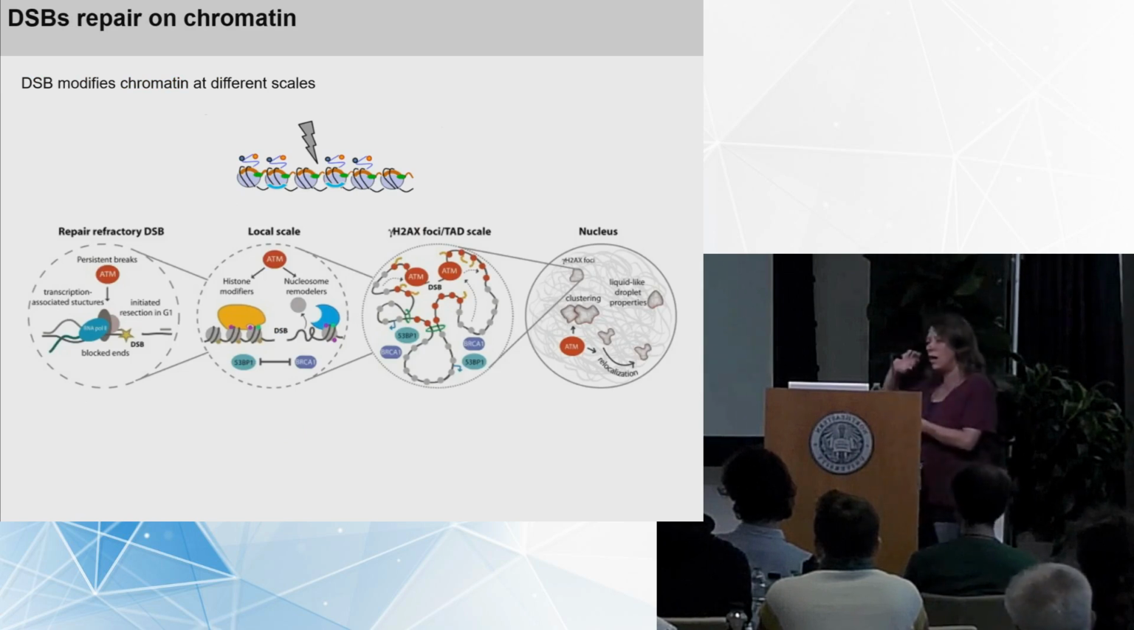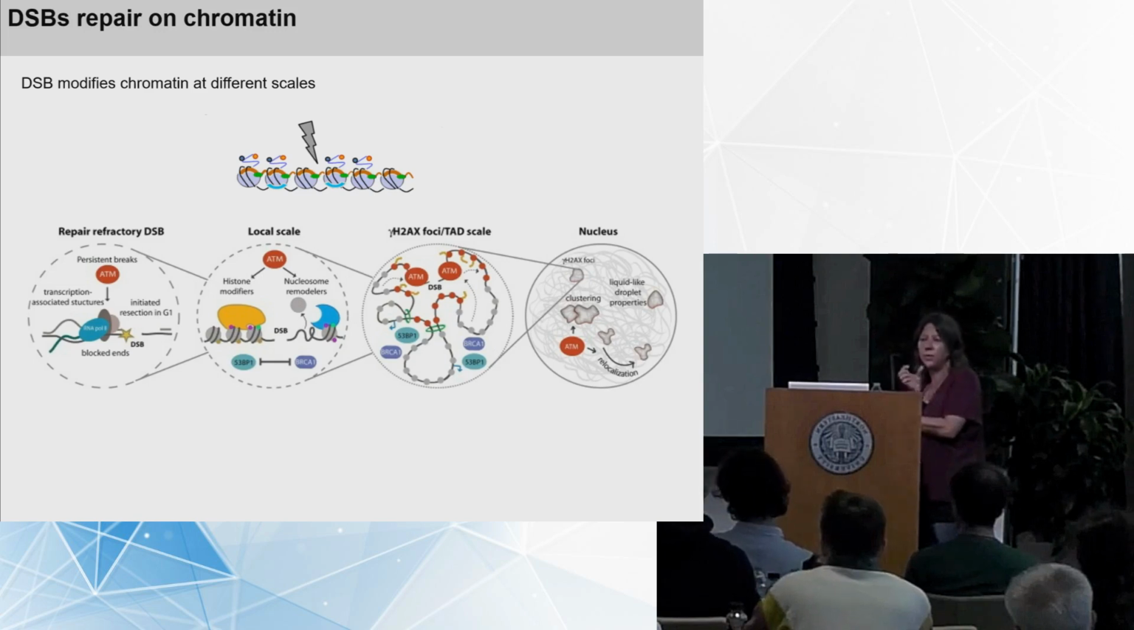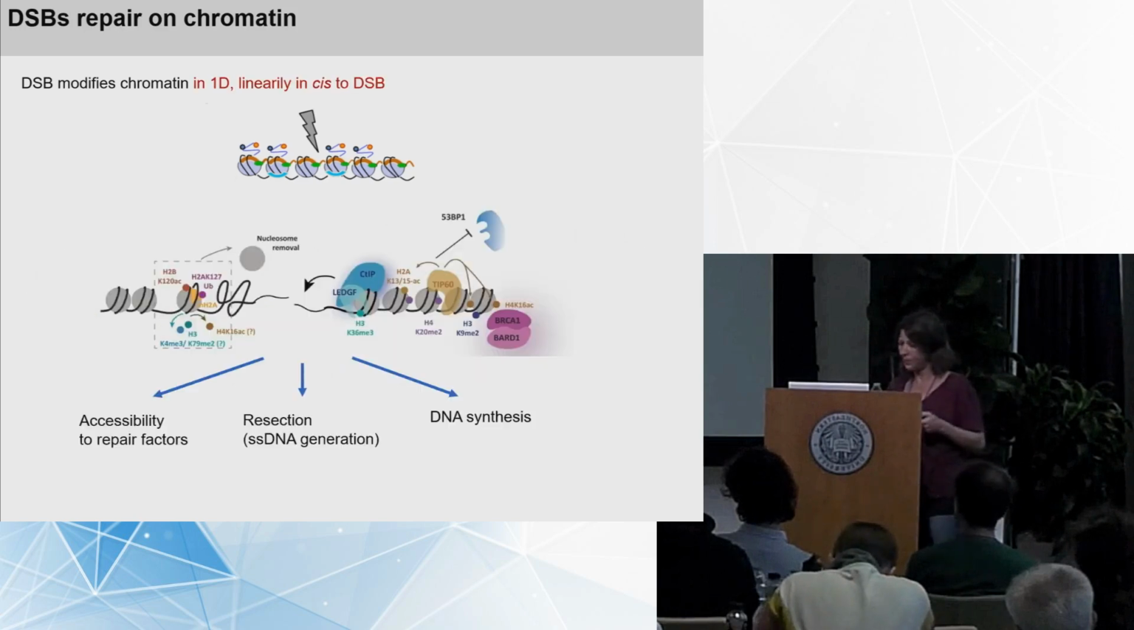Then, beyond that, what happens when you have a DSB is that it will trigger chromatin changes. These occur at different scales, from the really close proximity of the few nucleosomes around the DSBs, to more global modification at the Taddei scale, which I'm going to talk about, to some large chromosome reorganization within the nucleus.